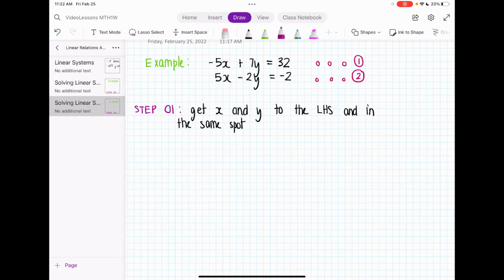The next step is to stack the equations. Now, I usually give them to you stacked anyways, but if for some reason they're not, when you're working them out yourself, you will need to stack them. So stacking means you have them one on top of the other.